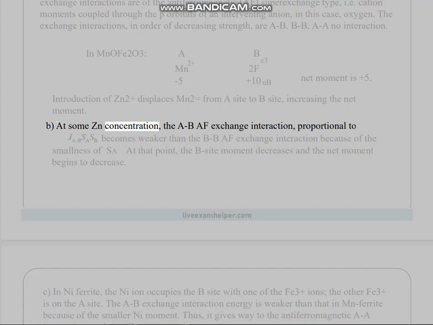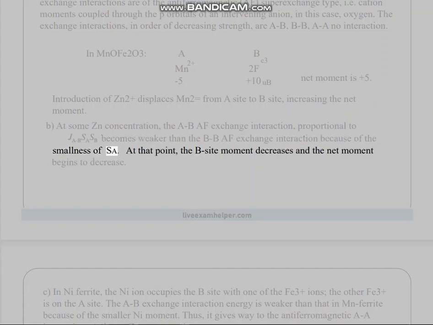B. At some Zn concentration, the AB AF exchange interaction, proportional to S_A, becomes weaker than the BB AF exchange interaction because of the smallness of S_A. At that point, the B site moment decreases and the net moment begins to decrease.